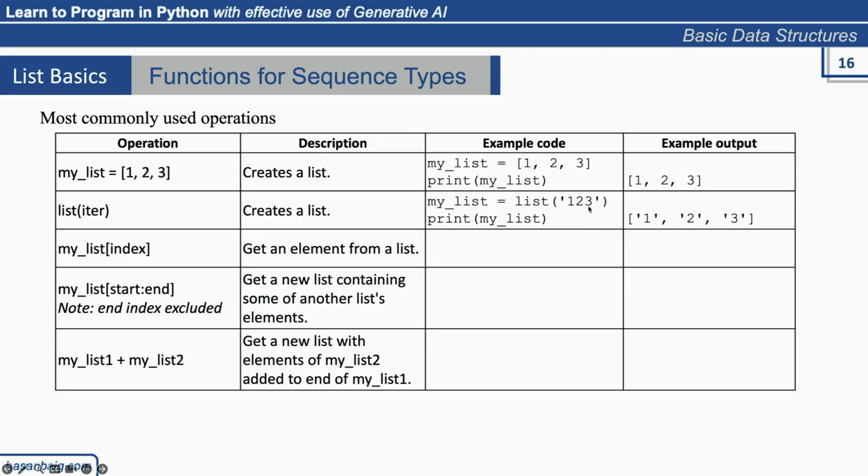Okay, so 1, 2, 3 here is a string, with 1 being the first character, 2 being the second, and so on. To access an element, as we have just discussed, we just specify the index value. This one, getting a new list containing some of another list's elements, is what we generally refer to as slicing. We will be talking about it in a while today.